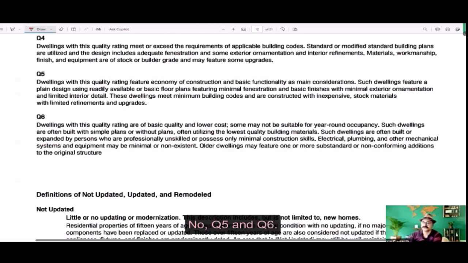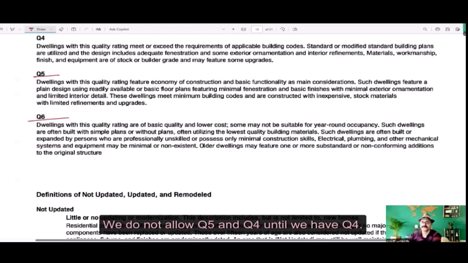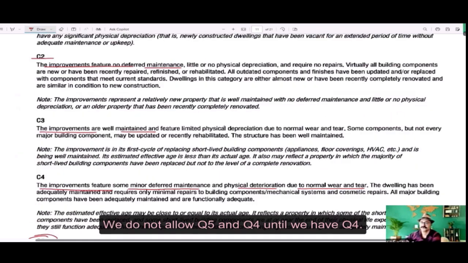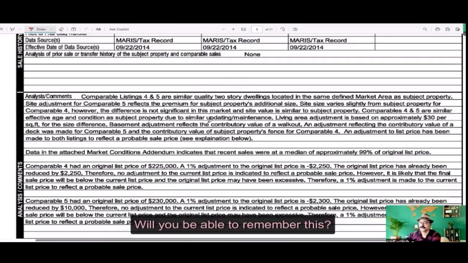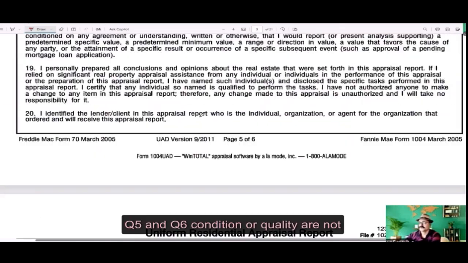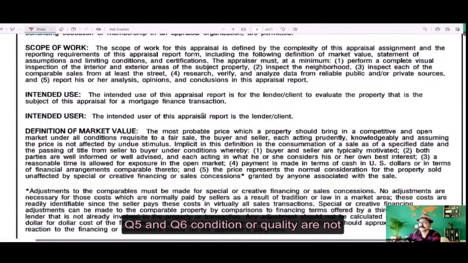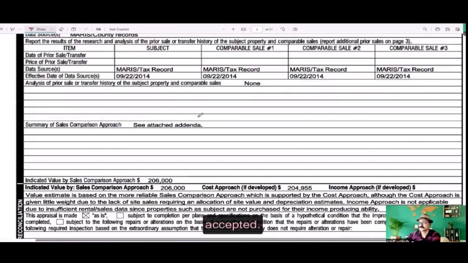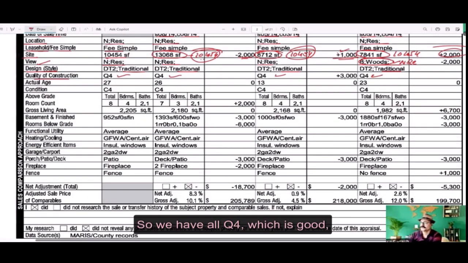Now Q5 and Q6. We do not allow Q5 and Q6 until we have Q4. That is fine. Will you be able to remember this? Yes. Q5 and Q6 condition or quality are not acceptable. So we have all Q4, which is good.